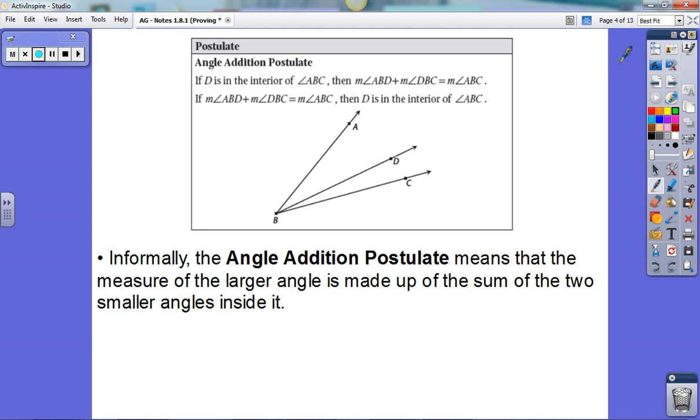The angle addition postulate is pretty much common sense, but basically it's saying that if I have a large angle here that's made up of 2 smaller angles, let's call it angle 1 and angle 2, then the entire angle is equivalent to angle 1 plus angle 2. So again, pretty straightforward on that one.